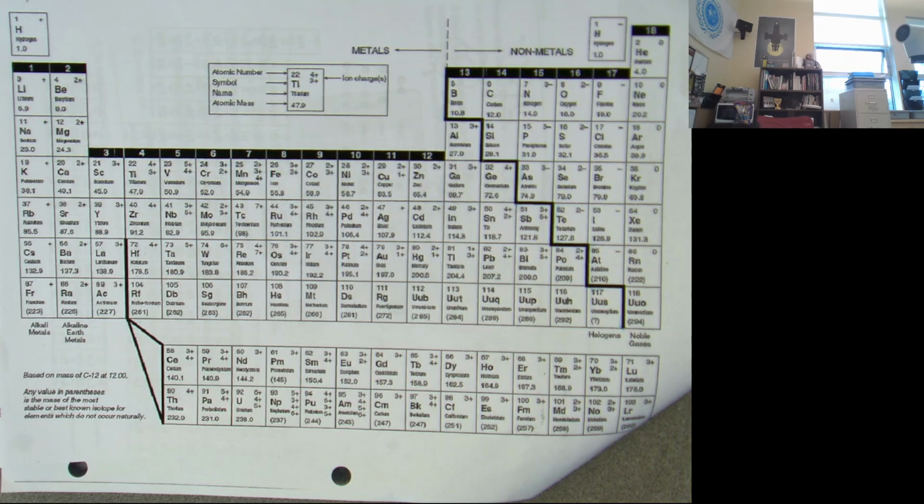How many are you going to need of each, lithium and phosphorus? How many lithiums are you going to need to satisfy the phosphorus?